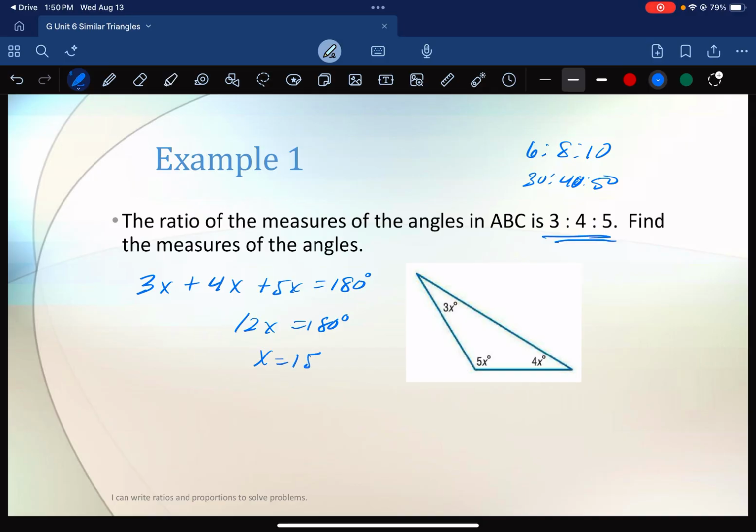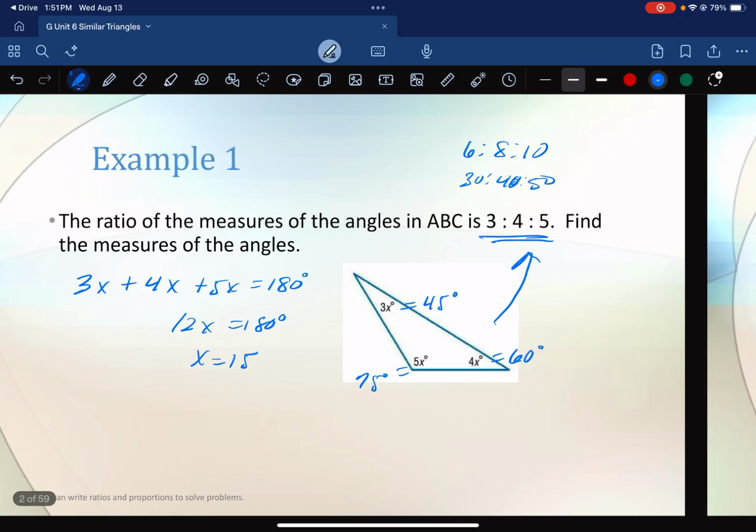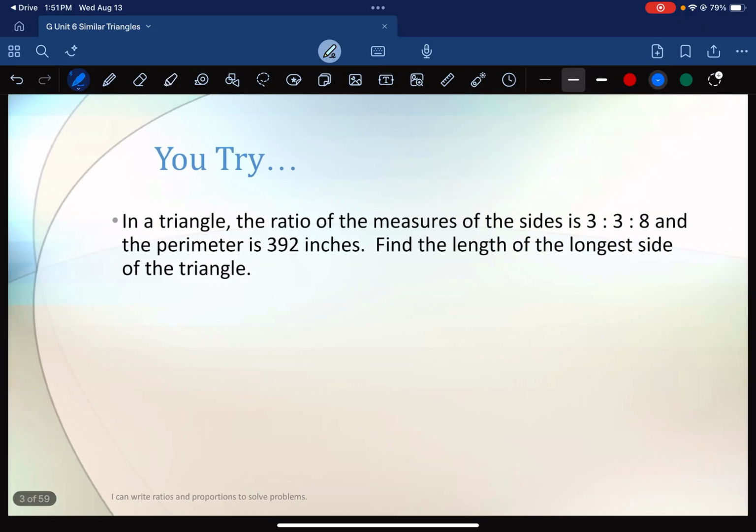So what are the measures of the angles then? Well, 3 times 15 is 45 degrees. 4 times 15 is 60 degrees. And 5 times 15 is 75 degrees. And those will add up to 180. And if you notice, they all have a factor of 15 in common. And if you divided them by 15, it would take you right back to this ratio, 3, 4, 5. Okay? Now you try this one. Stop the video, write a good equation, and solve it.